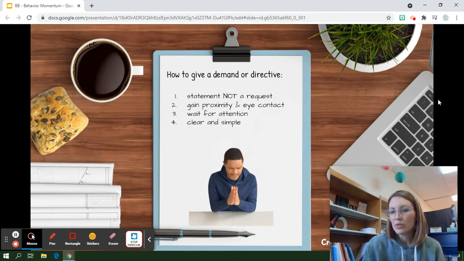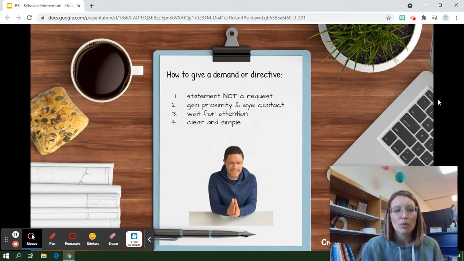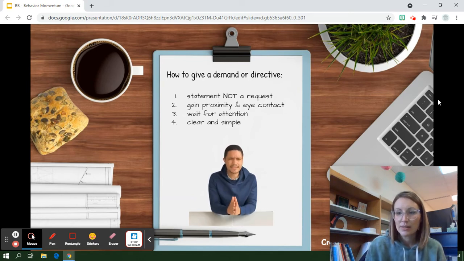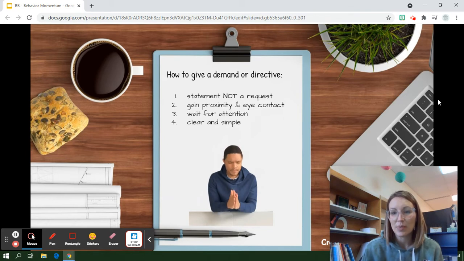The third one kind of goes right along with that, in that you wait for their attention. So you might say to a student, "Johnny," and you wait for them to look and ensure that you have their attention. You've gained proximity, you're close, and then you give your statement. Remember, it's not a request, it's a statement. It's time to take out your book.